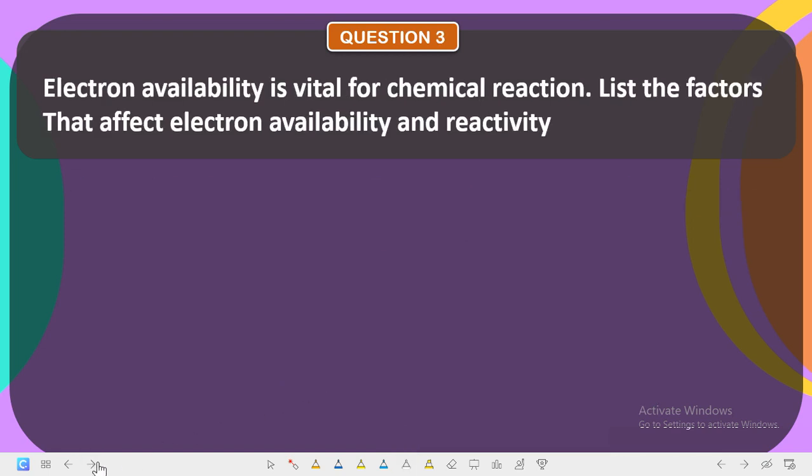Now let's look at the next. Electron availability is vital for chemical reaction. List the factors that affect electron availability and reactivity. Now the factors are: 1, inductive effect. We are not asked to explain, so we list. 2, electromeric effect.